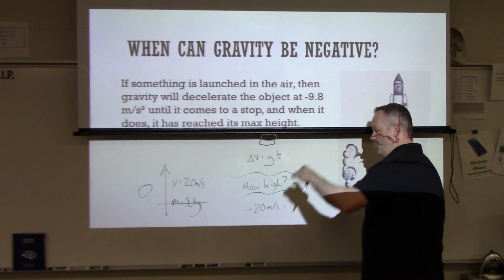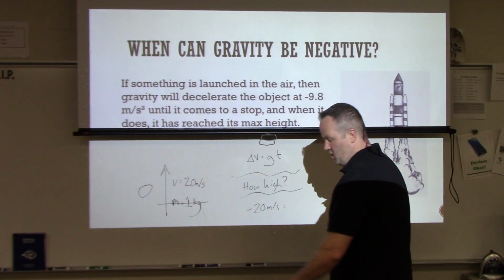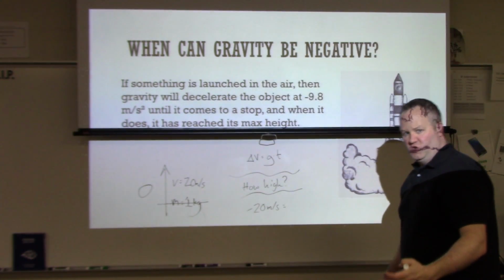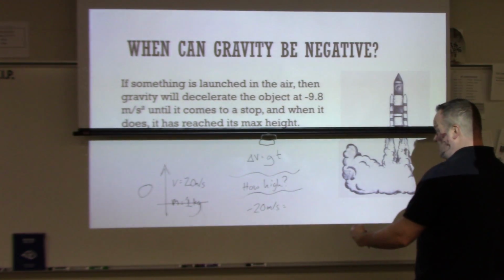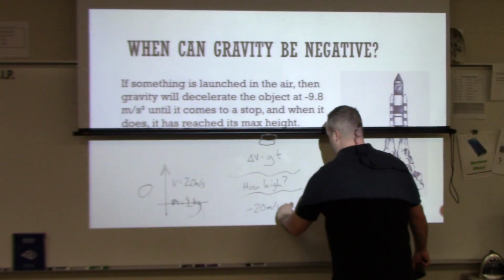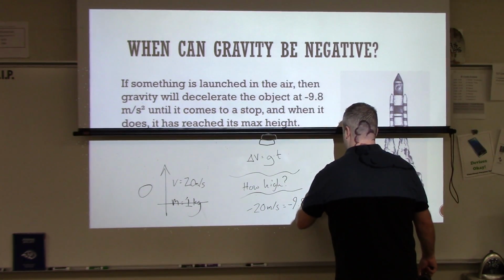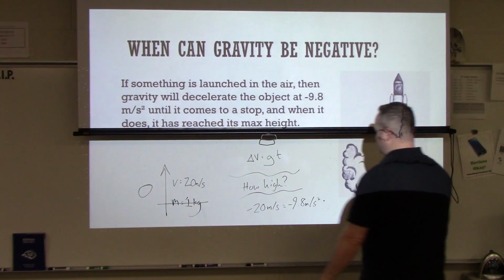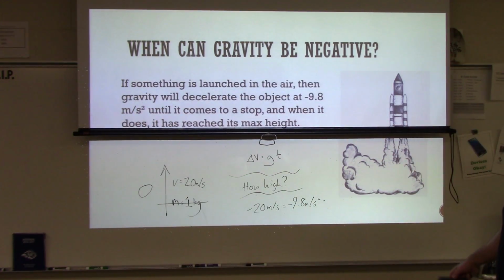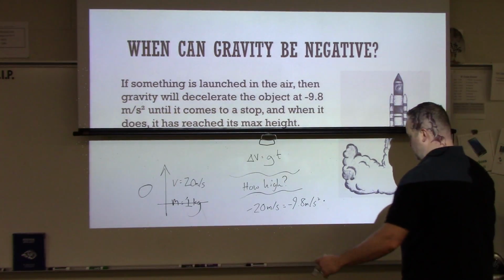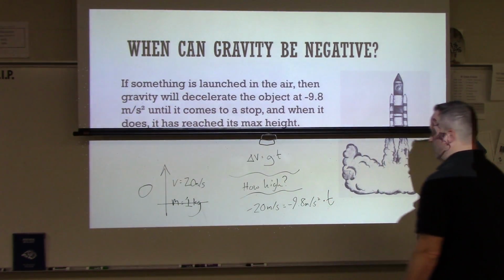Also, we're not looking at how fast it's going to go when it comes down. We're looking at how much it's going to slow down by. So here, gravity is working against it. So we're going to have negative 9.8 meters per second squared for our gravitational pull. And the question is, how many seconds is it going up in the air? How long is it traveling? We don't know that. We're going to have to find that out.